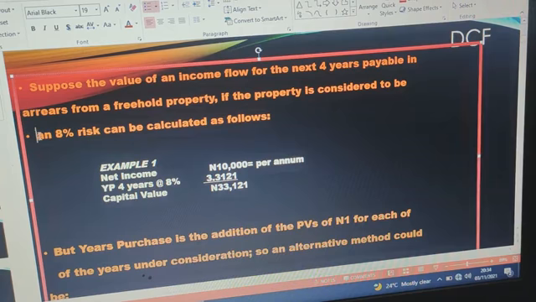Example 1. Net income N10,000 per annum. YP 4 years at 8%, 3.3121. Capital value N33,121. But years purchase is the addition of the PVs of N1 for each of the years under consideration, so an alternative method could be.